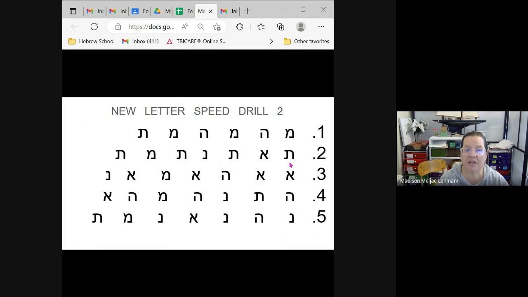Line 2 would be Tav, Aleph, Tav, Nun, Tav, Mem, Tav. Line 3 would be Aleph, Aleph, Hey, Aleph, Mem, Aleph, Nun. And line 4 would be Hey, Tav, Nun, Hey, Mem, Hey, Aleph. Line 5 would be Nun, Hey, Nun, Aleph, Nun, Mem, Tav. So that's how the speed drills go.